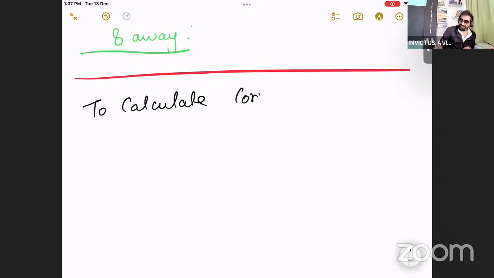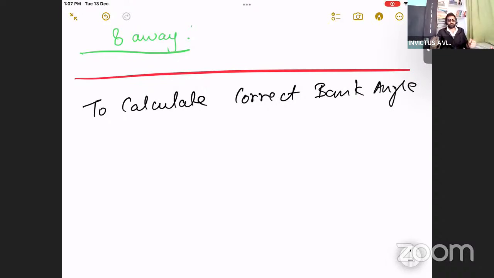So to calculate correct bank angle, how do you know what should be the correct bank angle? Turn coordinator is not going to show you that. Turn coordinator is very easy. You just turn in a way that the aircraft symbol aligns with the turn index and you are good to go. You're actually getting a correct bank angle. But the other systems, I need to measure the correct bank angle.